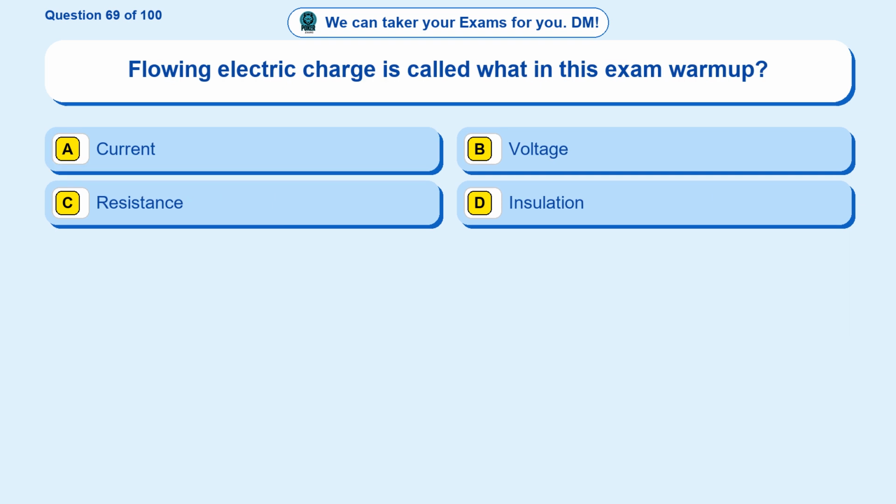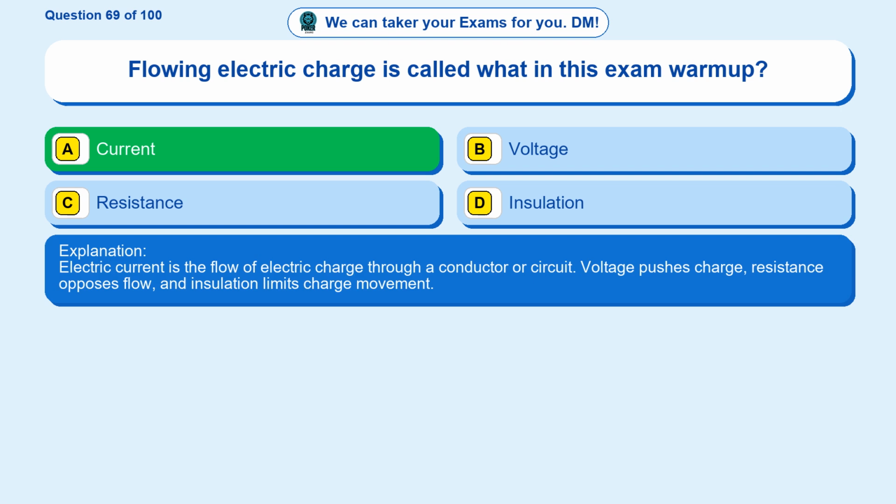Question 69. Flowing electric charge is called what in this exam warm-up? Option A, current. Option B, voltage. Option C, resistance. Option D, insulation. The correct answer is option A. Current. Electric current is the flow of electric charge through a conductor or circuit. Voltage pushes charge, resistance opposes flow, and insulation limits charge movement.